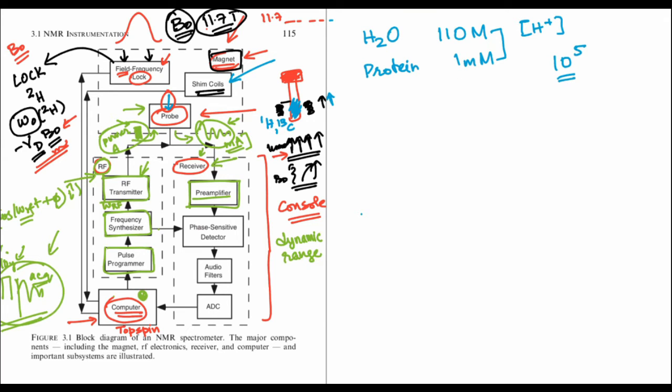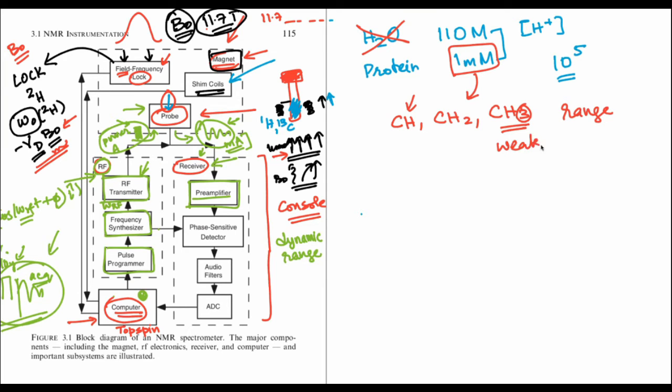So therefore, what we end up doing is to kill water as much as possible so that we can amplify the signal that we get. Even within the protein, if you are able to imagine CH, CH2, CH3, you would see that CH3 is more intense than CH because you have 3 protons present. So therefore, you will have a mixture of strong and weak signals, and the range of signals that you get would go from weak to strong.